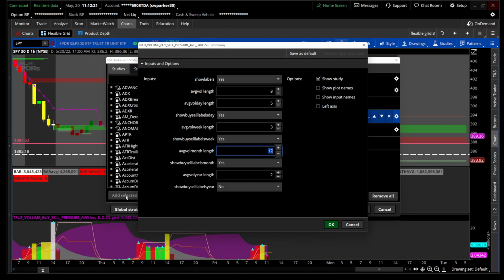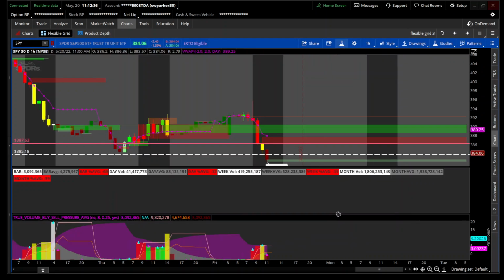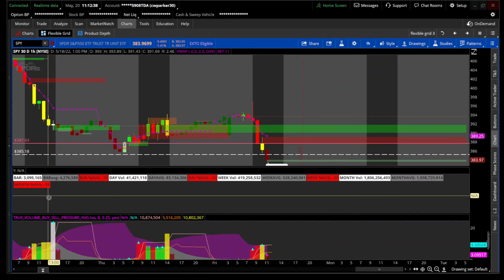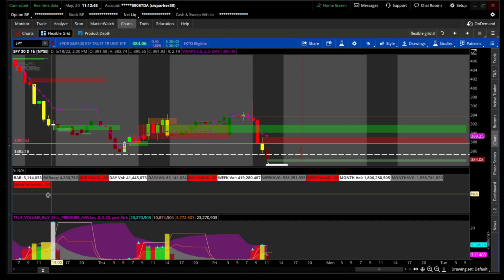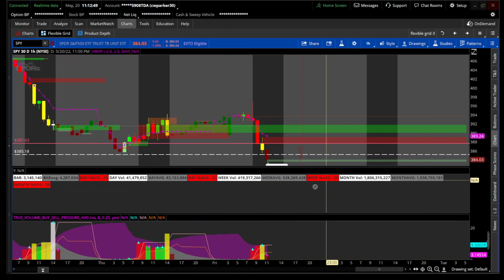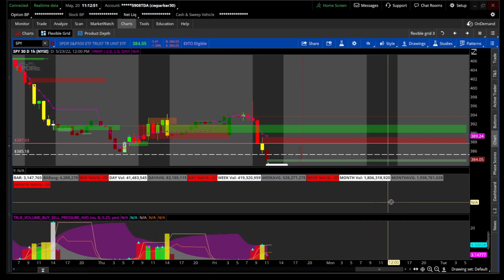And on the monthly, I'm going to change it to a 3 month. And right now I have the year at 2. So over a 3-month average, there's been more selling than buying on the S&P 500. And that's 59% more selling than buying over a 3-month period on the SPY.